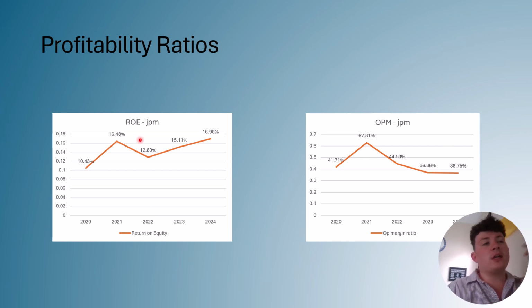Now looking at operating profit margin here, this shows how much revenue remains intact after paying for the business expenses. As you can see, it is slowly declining over time, and I think that can be attributed to the rising costs of running business.